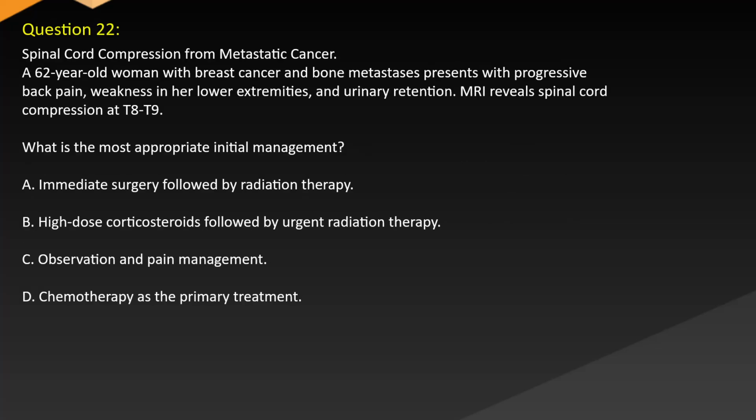Question 22. Spinal cord compression from metastatic cancer. A 62-year-old woman with breast cancer and bone metastasis presents with progressive back pain, weakness in her lower extremities, and urinary retention. MRI reveals spinal cord compression at T7. What is the most appropriate initial management? A. Immediate surgery followed by radiation therapy. B. High-dose corticosteroids followed by urgent radiation therapy. C. Observation and pain management. D. Chemotherapy as the primary treatment.